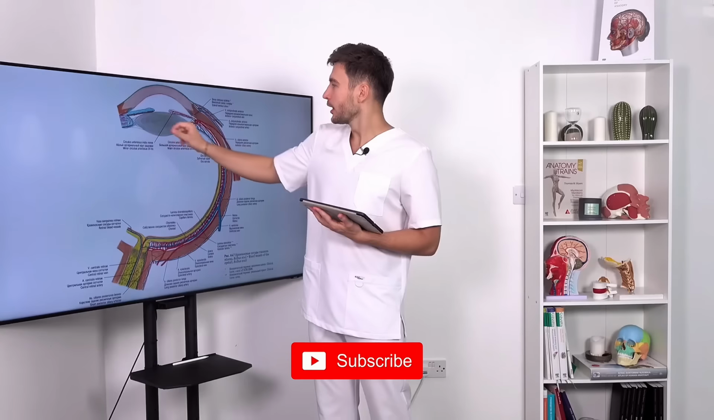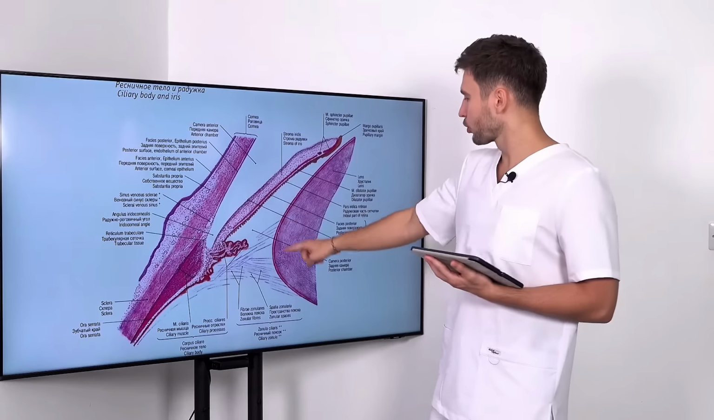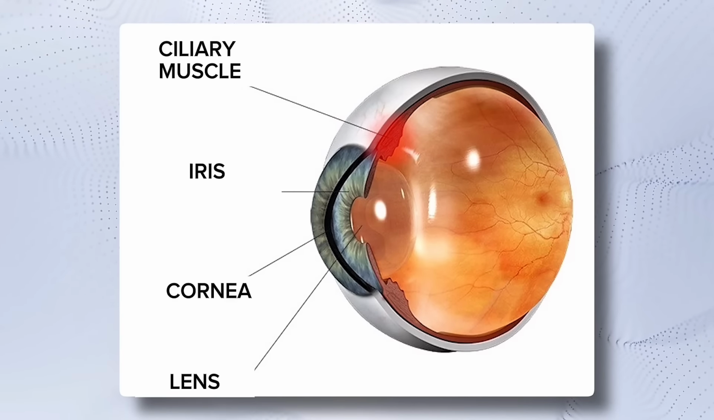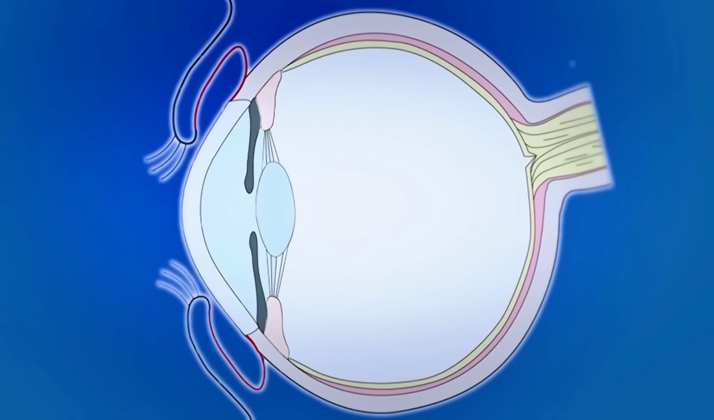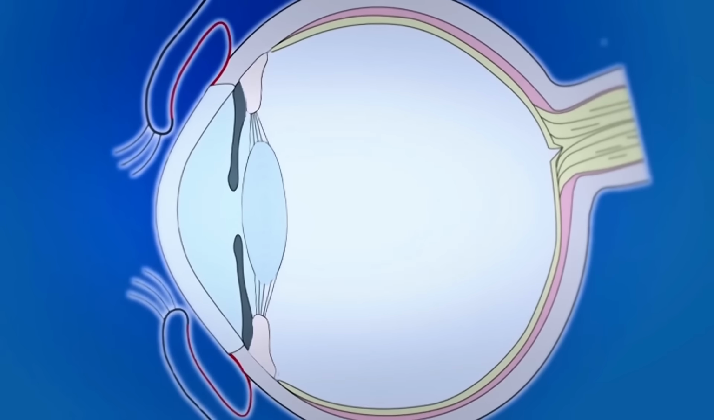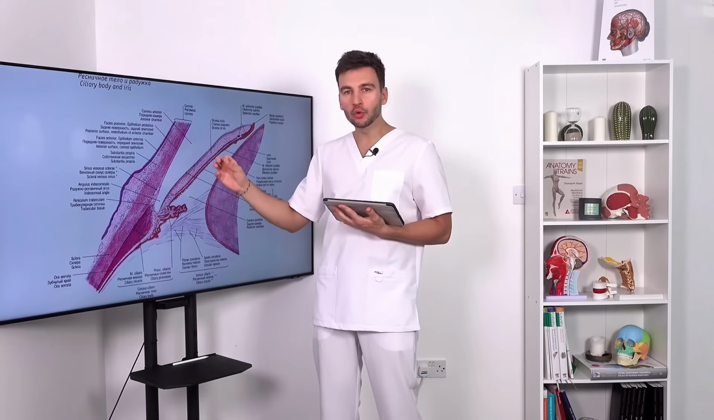And here, a muscle is attached to the lens. Here it is. Here's the lens. Here are the ligaments. And here's the muscle. It's called the ciliary muscle, or the ciliary body. When it contracts, it changes the shape of the lens, because the lens is a kind of liquid, elastic lens that can change its shape. This muscle regulates visual acuity.